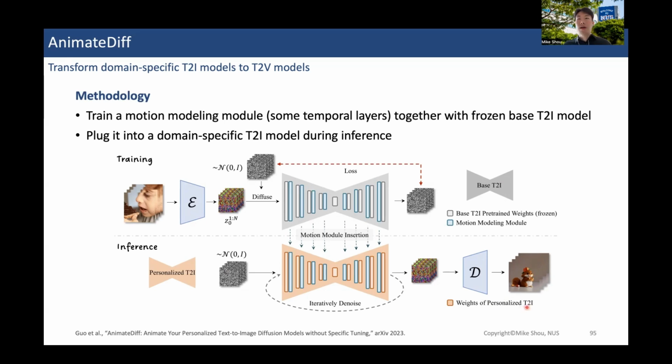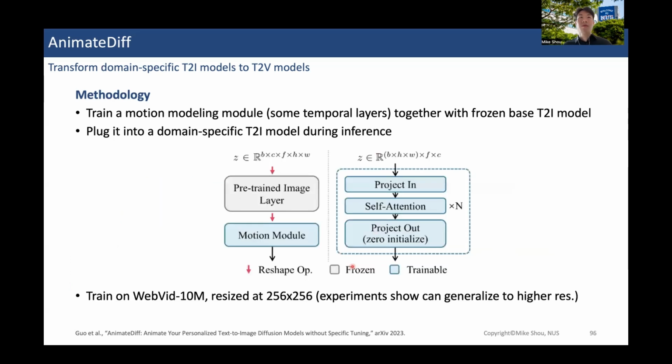So for this cartoon T2I model, we can plug in the motion module. For maybe another Disney kind of personalized T2I model, we can also plug in this motion module. And they can work because they are not that different essentially. These T2I models are fine-tuned from the same Stable Diffusion model, for example.